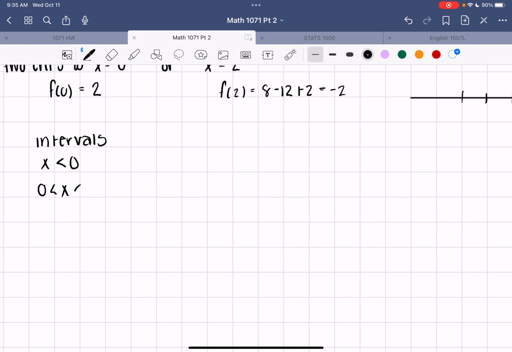Between 0 and 2, how about let's take 1? And again, I don't care about the size, I care about the sign. When x is 1, that factor is positive, that factor is negative. Positive times negative is negative. My shape is decreasing. F prime of 3, that factor is positive, that factor is positive. Two positives give me a positive, and I'm increasing.